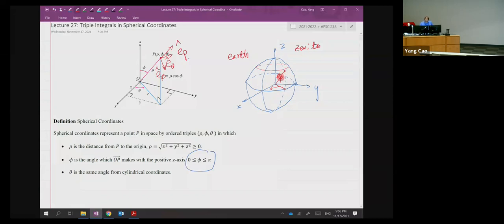The phi angle here, in terms of this notation, is how much angle from the zenith, which is the z-axis. And the theta angle is how much angle from the x-axis. Theta here has a name: it is called the azimuth angle. And phi also has a name: the zenith angle.